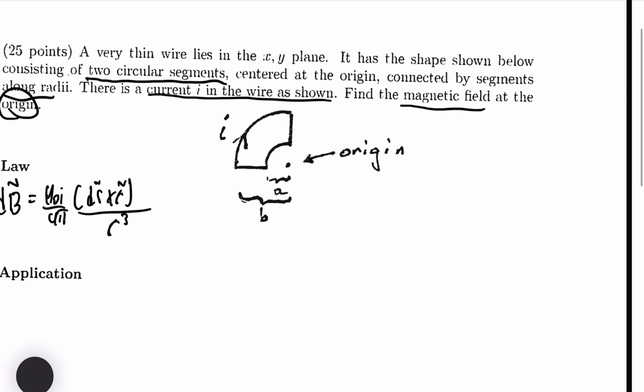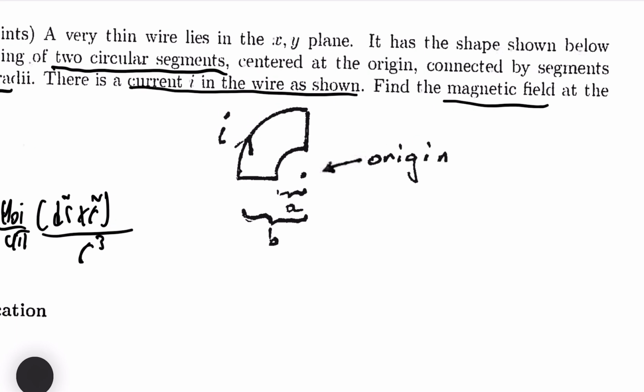So if we look at our shape, we have 4 segments. I'm going to call the straight line segment big A. The bigger arc, I'll call that B. The other long straight segment, I'll call C. And then the smaller arc, segment D.